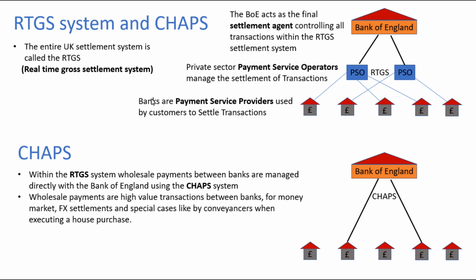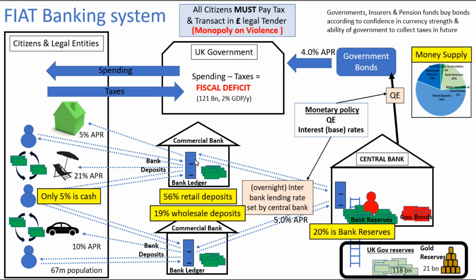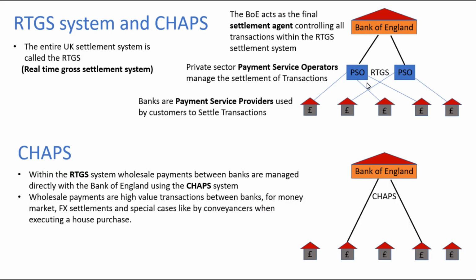And so this system is operated by all the banks to affect all these day-to-day transactions that we do on our debit cards at Starbucks and stuff. It's actually mediated using what are called payment service operators, but then the final settlement agent for all this is actually the Bank of England. So although we have this veneer of it being all free and privatized using these payment service operators, in reality it's all controlled by the Bank of England.